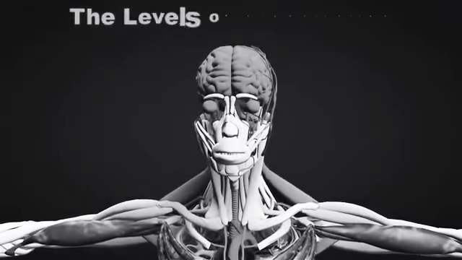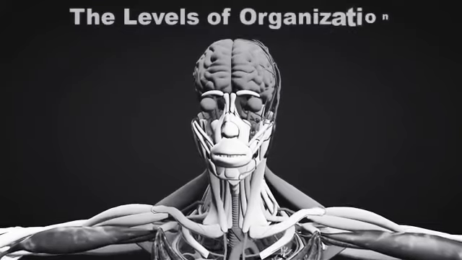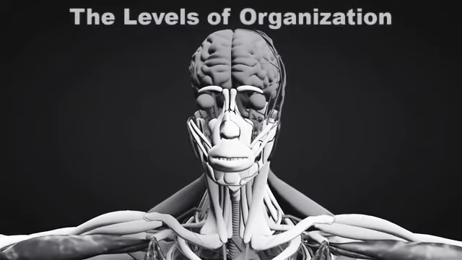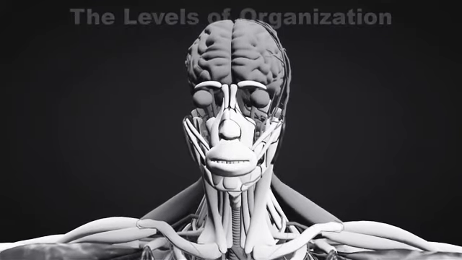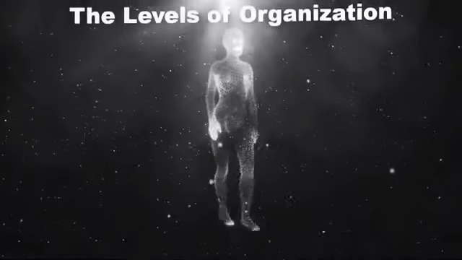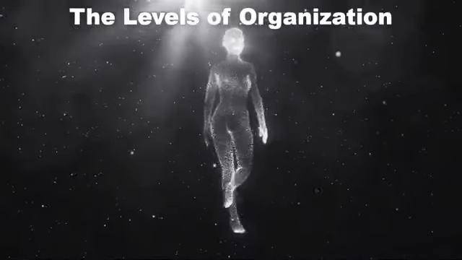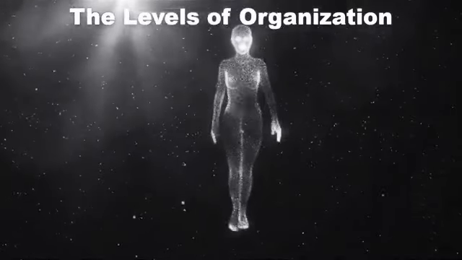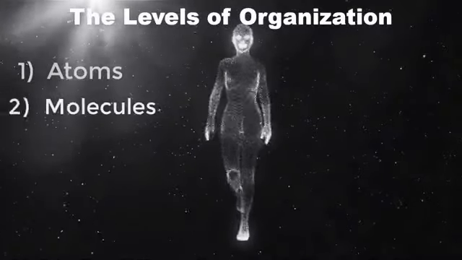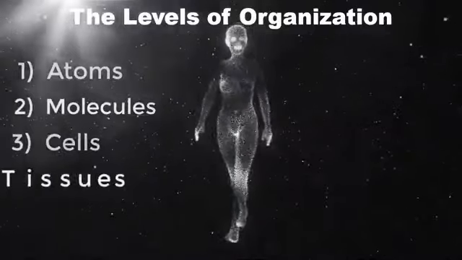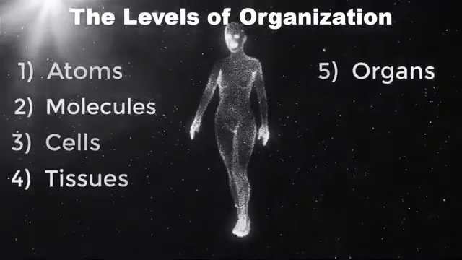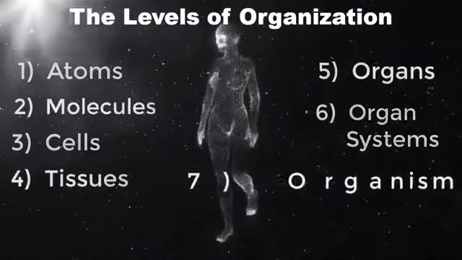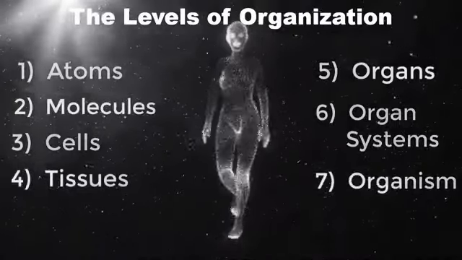In order to understand our anatomical makeup, we must first understand what we are made of and how we are put together. The major levels of organization in the body, from the simplest to the most complex, are atoms, molecules, cells, tissues, organs, organ systems, and the human organism.